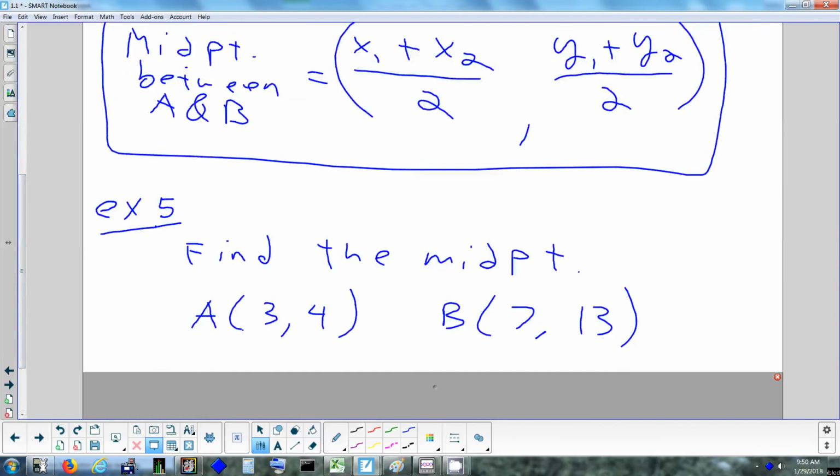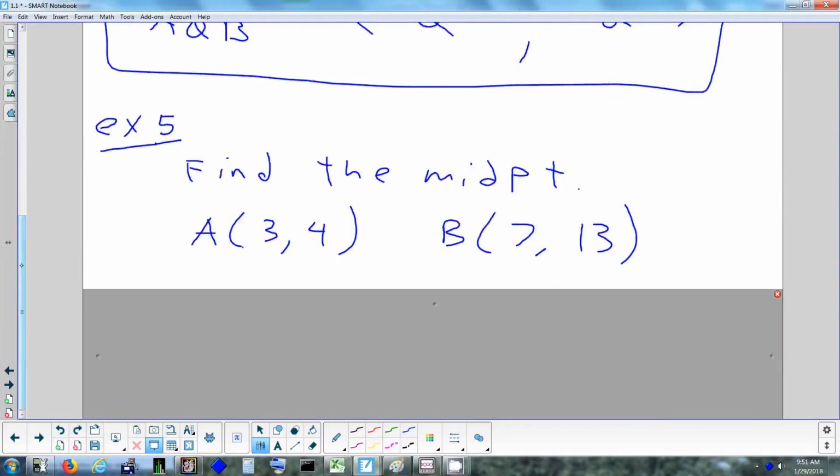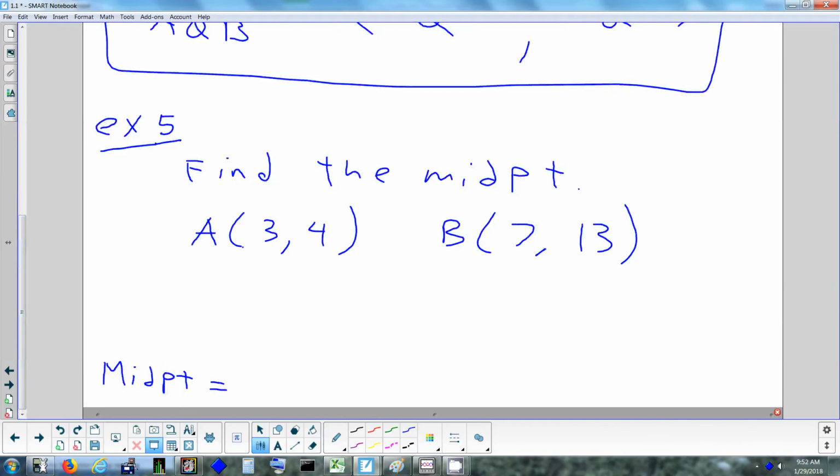Okay, so let's finish up by finding the midpoint between those 2 coordinates. If you get a fraction, you can leave it as a fraction, or if you want to put it as a decimal, that's fine too. So A is the coordinate 3, 4. B is the coordinate 7, 13. Okay, so take about 30 seconds and see if you can get the average. See if we can get our midpoint.